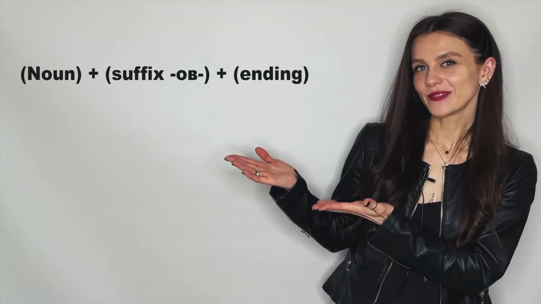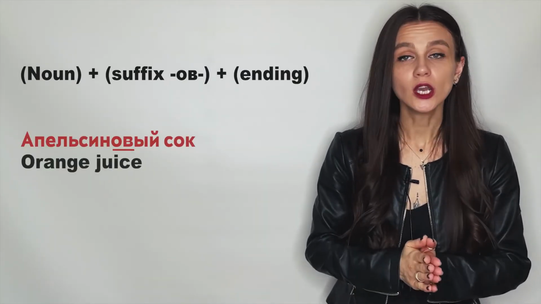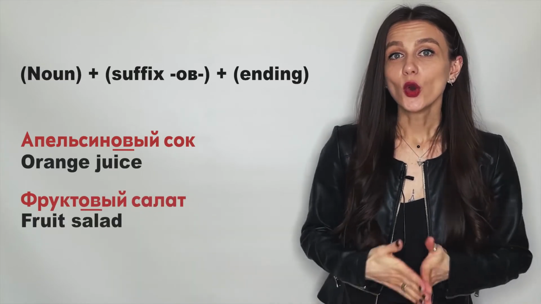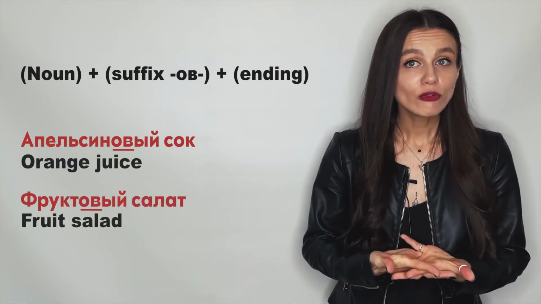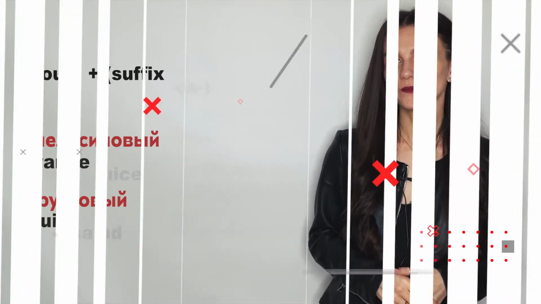The second structure is this. For example, in the adjectives апельсиновый сок, фруктовый салат, we add the suffix "ов" to the words апельсин and фрукт.